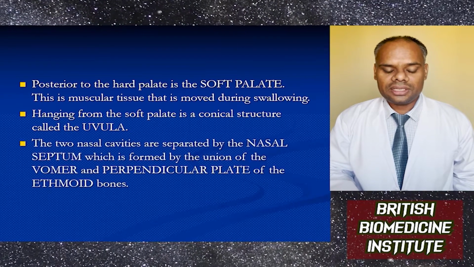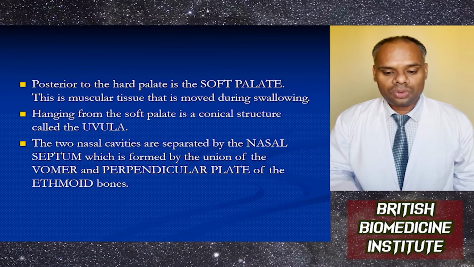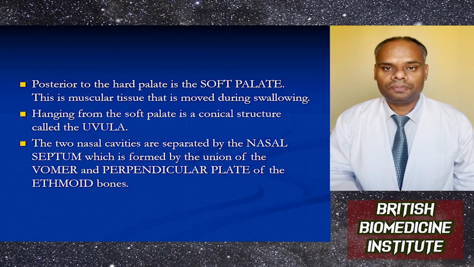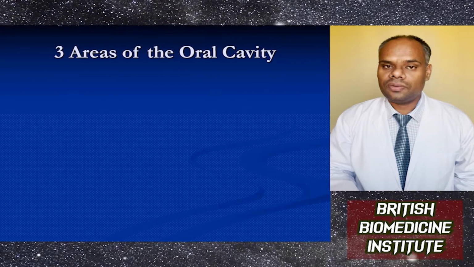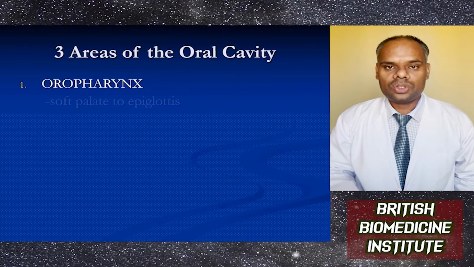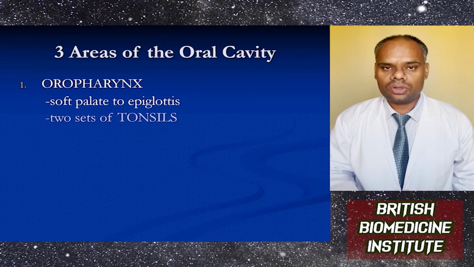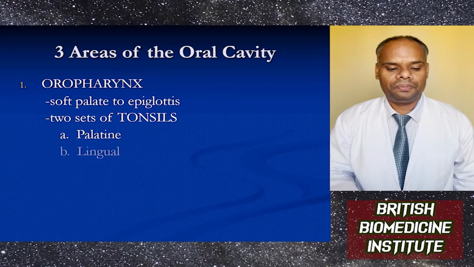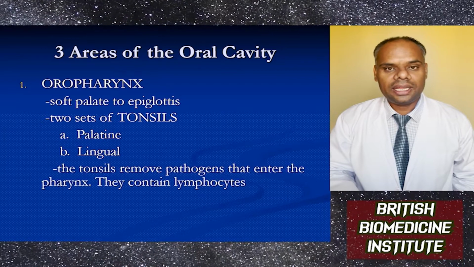The two nasal cavities are separated by the nasal septum, which is formed by the union of the vomer and the perpendicular plate of the ethmoid bones. So there are three areas in the pharynx. The first one is your oropharynx, which extends from the soft palate to the epiglottis. There are two sets of tonsils. The first one is palatine and the second one is lingual. The tonsils remove pathogens that enter the pharynx, and they contain lymphocytes.